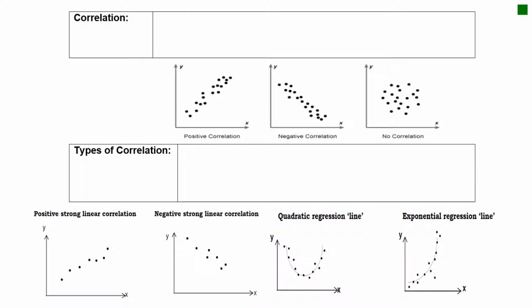Okay, so correlation, remember, is a relationship that we can consider using a scatter plot. So we're going to look at a relationship in a scatter plot, okay?